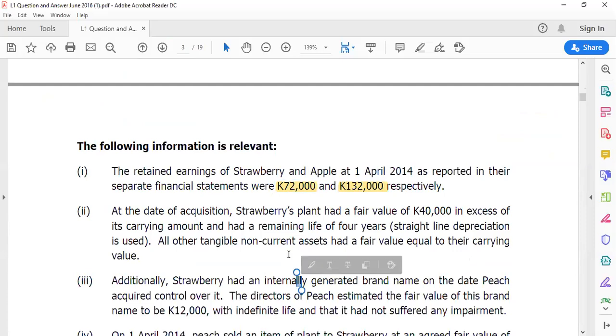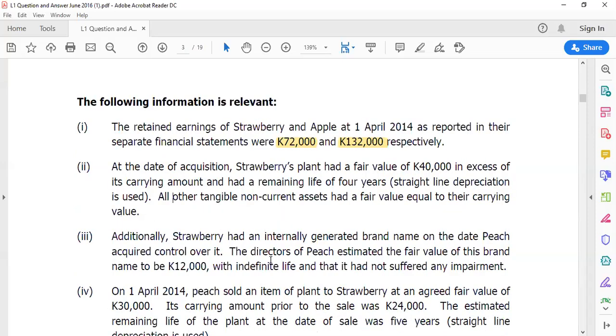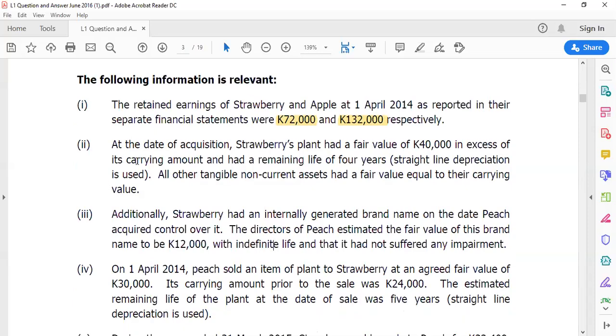I prefer you do the consolidation adjustments first, then you come to it, if you are from a Big 5, that is. Note number 2. What have we been told? We've been told that at the date of acquisition, the strawberries plant had a fair value of 40,000 in excess of its carrying amount.